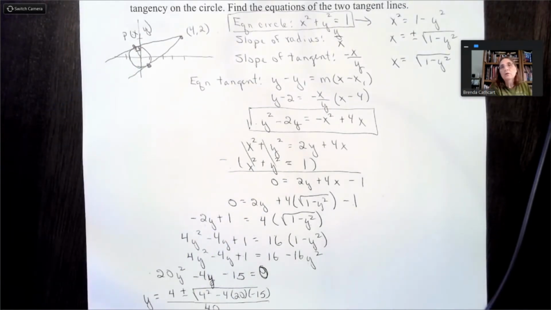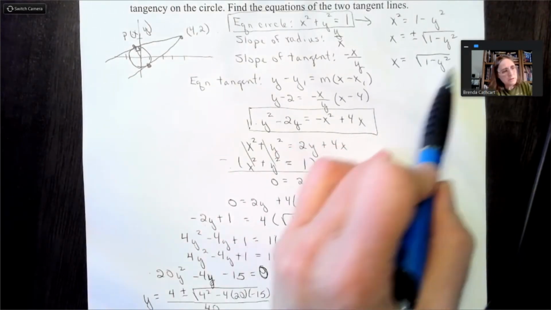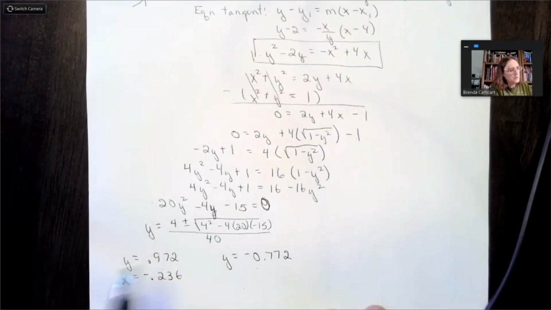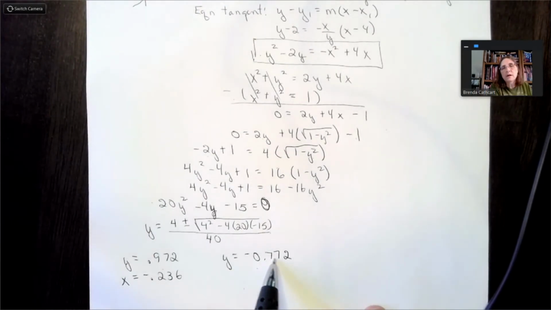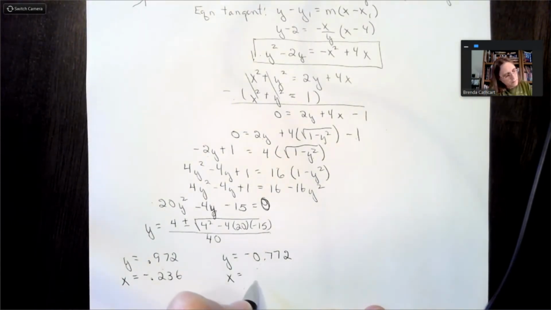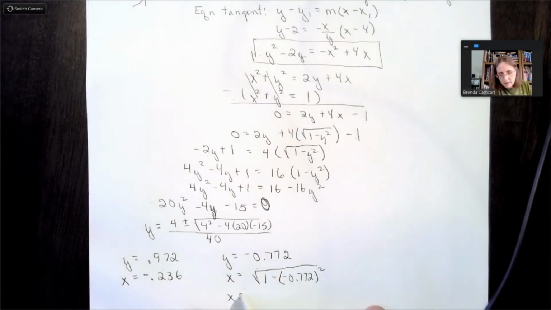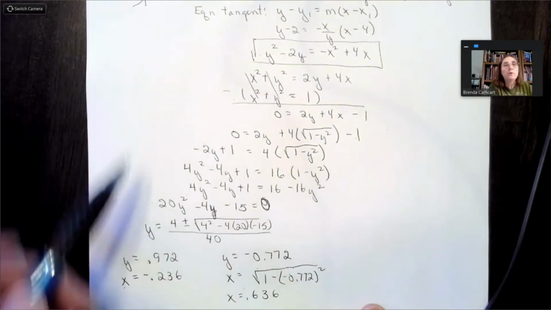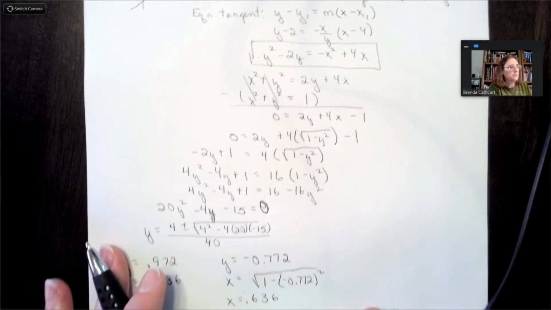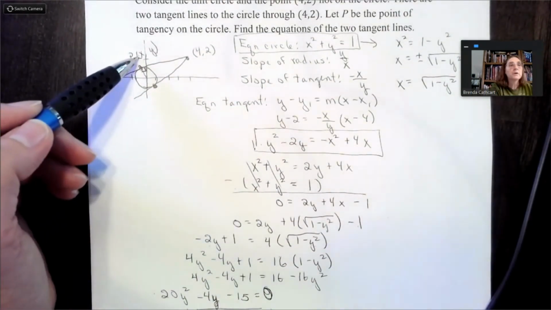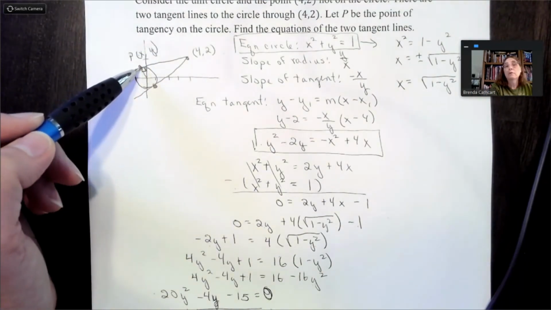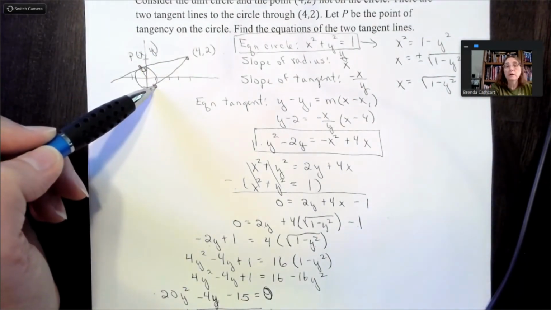So let's go back and use this equation. So when y is equal to negative 0.772, x is going to be the positive square root of 1 minus negative 0.772 squared. And when we do that, we get x equal to 0.636. So these are our two points of tangency on our circle. So we now have the coordinates x and y of our points of tangency here and here.